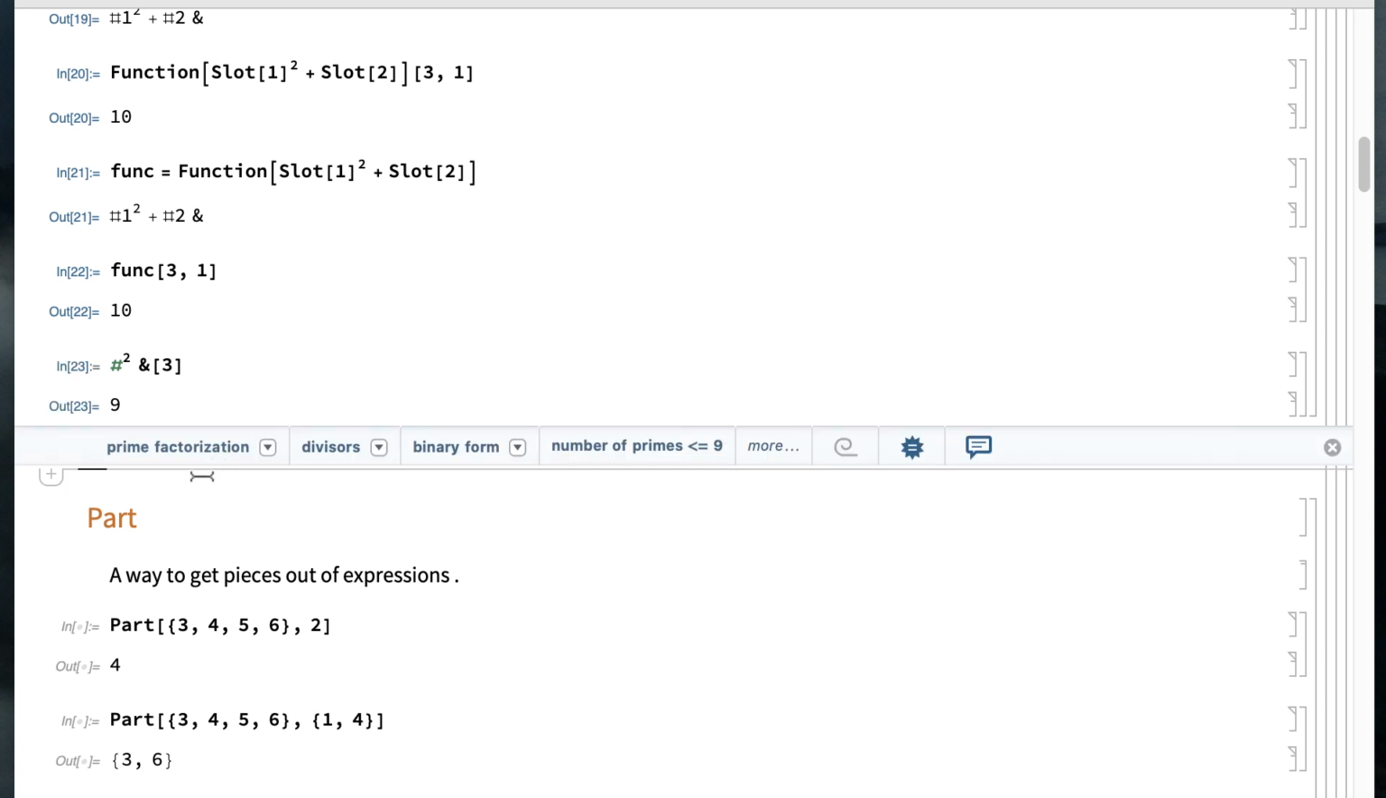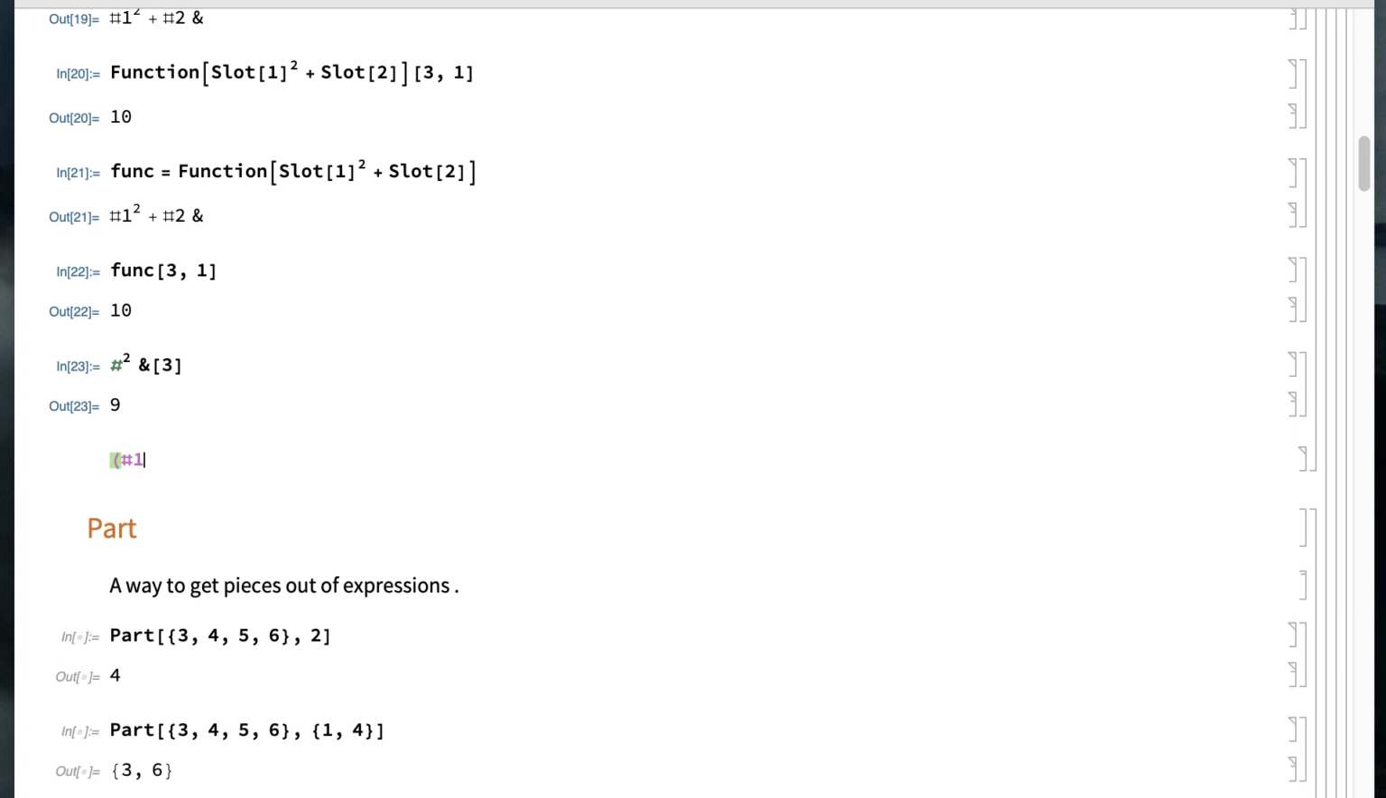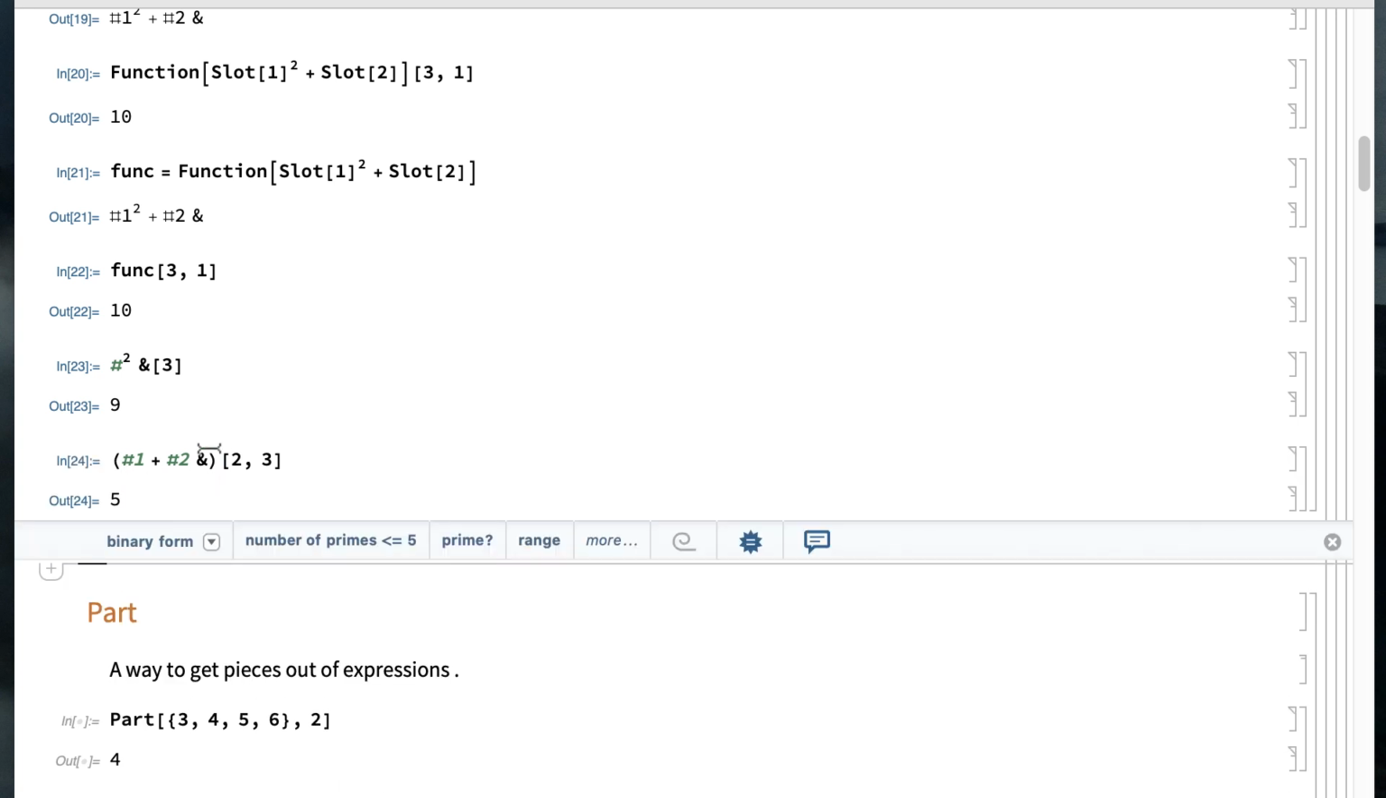So if you see, and let's just do one more here. Let's do hashtag 1 plus hashtag 2. And now we'll apply that to 2, 3. And if I've done this right, I hope you realize I'm about to get 5. All right. So again, this is just using the slots without having to write out the word function.